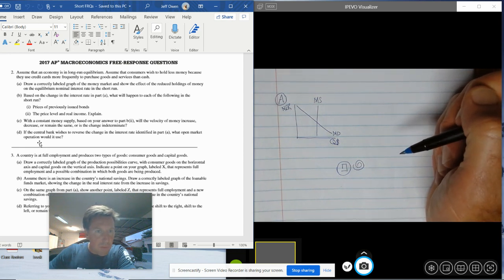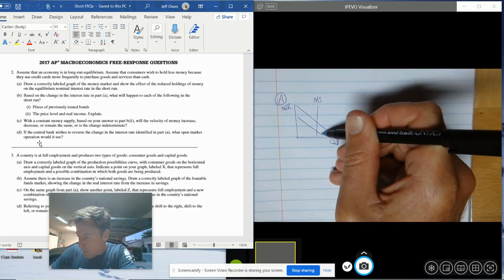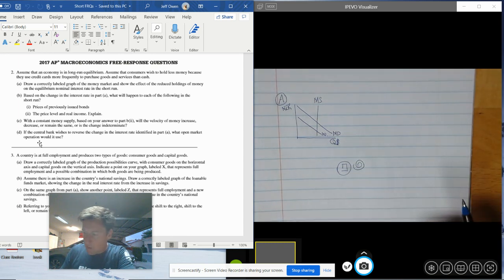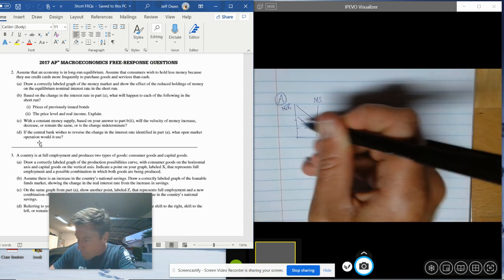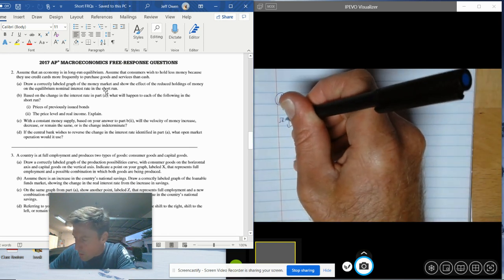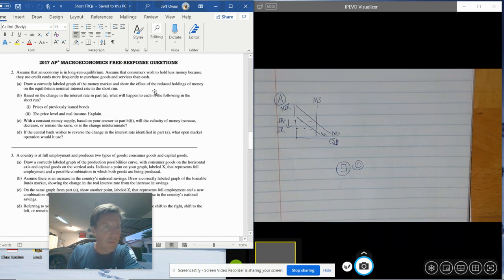So they said that people don't want to hold money because they're using credit cards. All right, sweet. So that's a shifter of money demand curve. Make sure you're comfortable with your money demand curve shifters. So that one drops down. It's going to drop our interest rates. So draw a correctly labeled graph and show the effect. So if I have interest rate E, now I have interest rate 1. That's indicating my decrease in demand for money and the decrease in the interest rate. Based on the change in the interest rate in Part A, what will happen to each of the following in the short run? Prices of previously issued bonds. Oh, snap. Okay, so what do we remember?